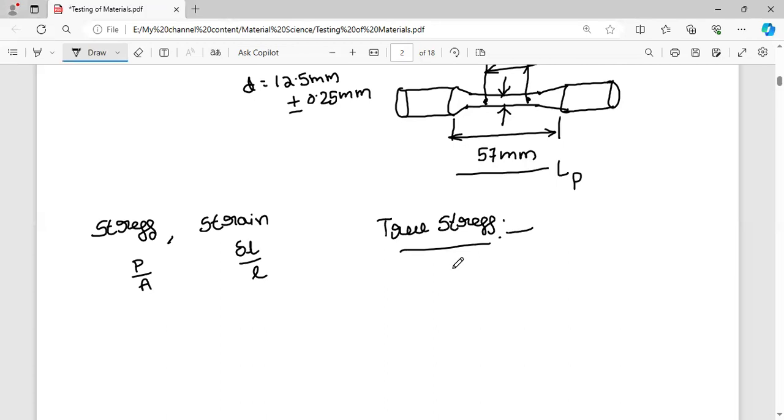That corresponding strain is called the true strain. Observe the difference, true stress and true strain. True stress means stress determined by instantaneous load acting on the instantaneous cross-section. On this cross-sectional area, if the load is acting, then that corresponding stress is called the true stress, and that corresponding strain is called the true strain. So that is about the true stress and true strain.